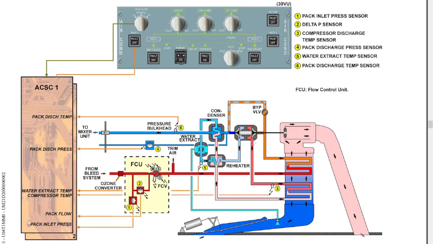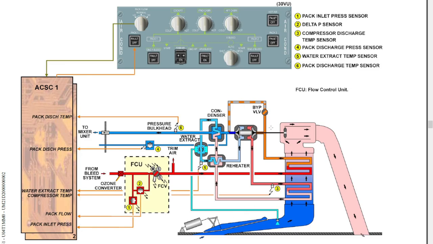So back to the bypass valve. When it comes to temperature regulation of the pack, we normally identify the bypass valve as a short-term control component, and the ram inlet as a long-term control component. So if you need to increase the pack temperature very quickly, you can use the bypass valve. If you want it in a long-term process, that means you need to maintain it for a long time, you can use the ram air.